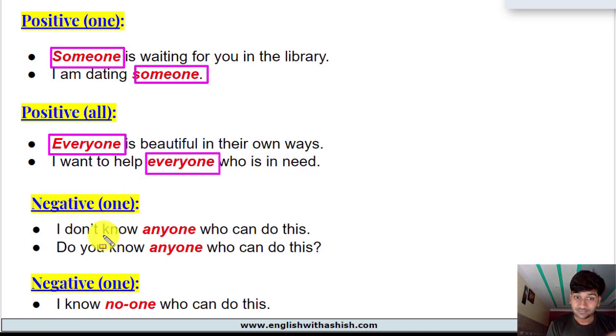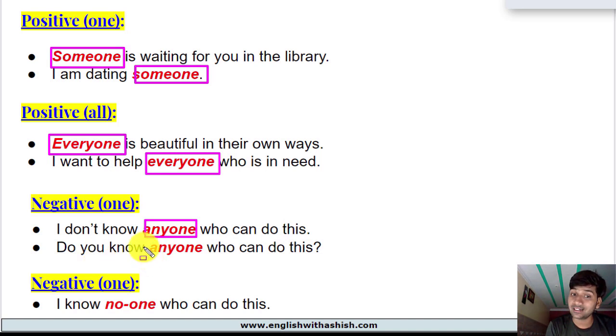Negative, any, right? Negative and interrogative. I don't know anyone who can do this. I do not know anyone. I do not know. Negative sentence, right? I do not know anyone who can do this. Anyone is the object of the verb know. I don't know anyone who can do this.